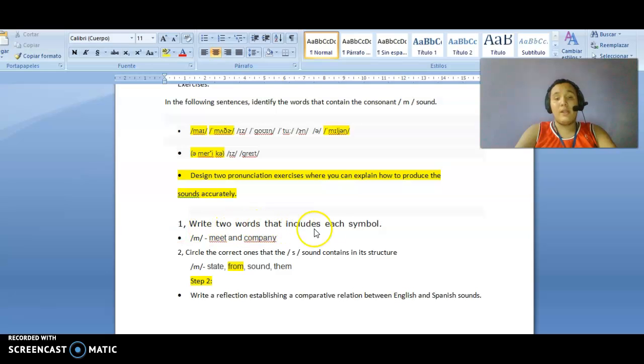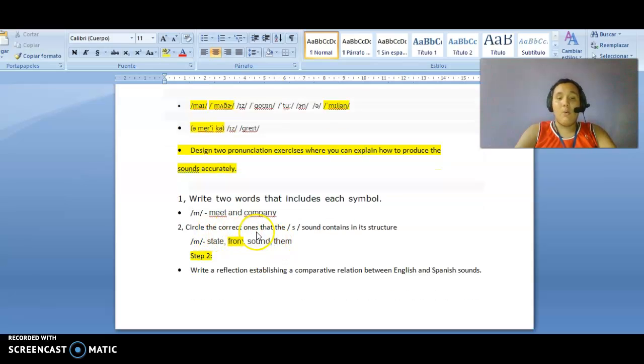First is write two words that include a symbol. For example, meet, company. Second, circle the correct one of the M sound contained in the sentence. For example, from and then. We need to mark that word.